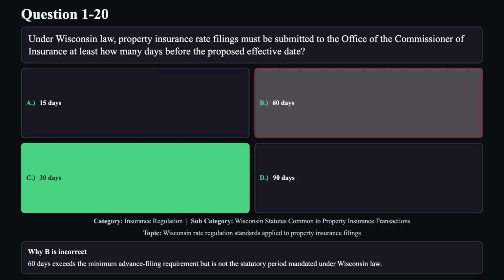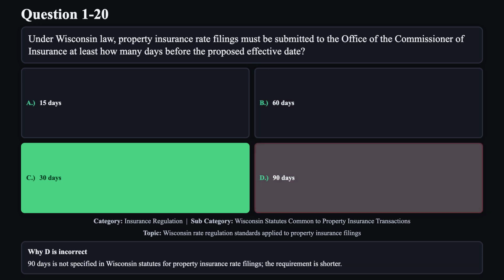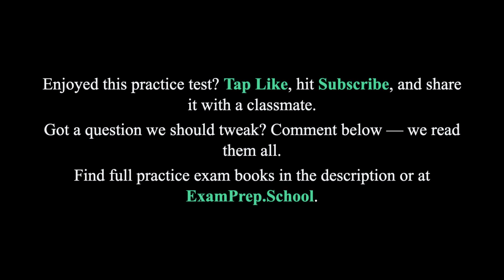Reason B is not correct. 60 days exceeds the minimum advance filing requirement, but is not the statutory period mandated under Wisconsin law. Reason D is not correct. 90 days is not specified in Wisconsin statutes for property insurance rate filings. The requirement is shorter.